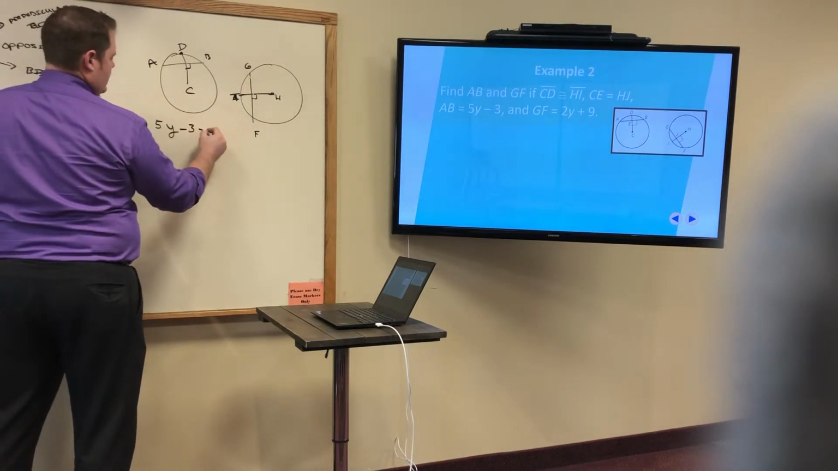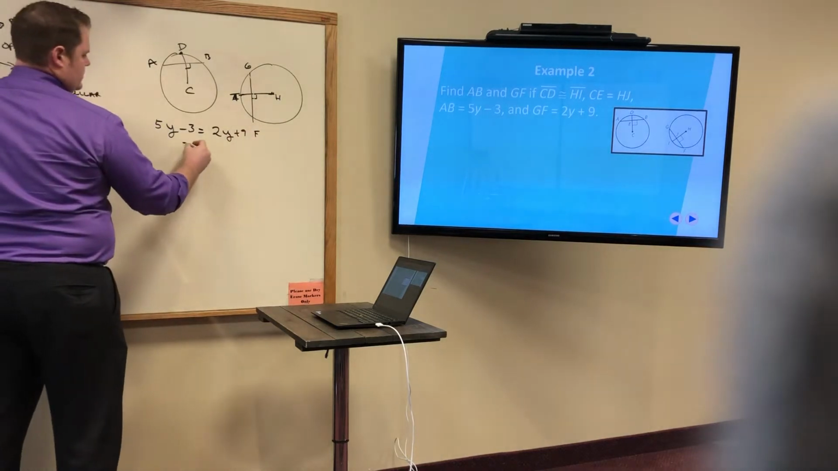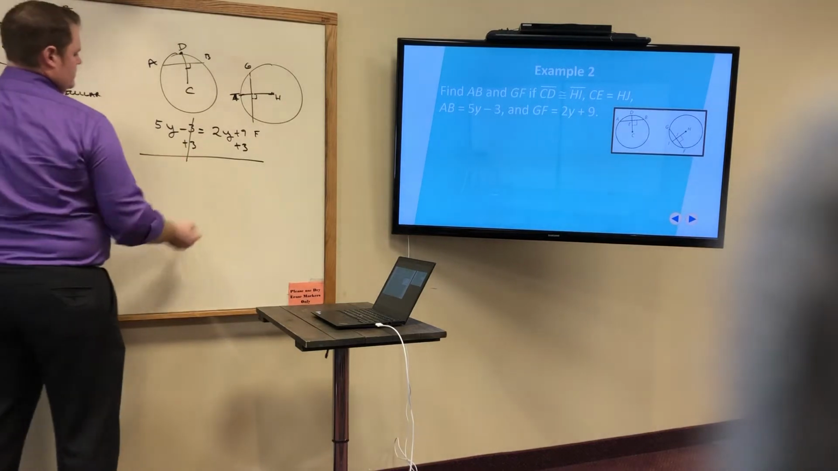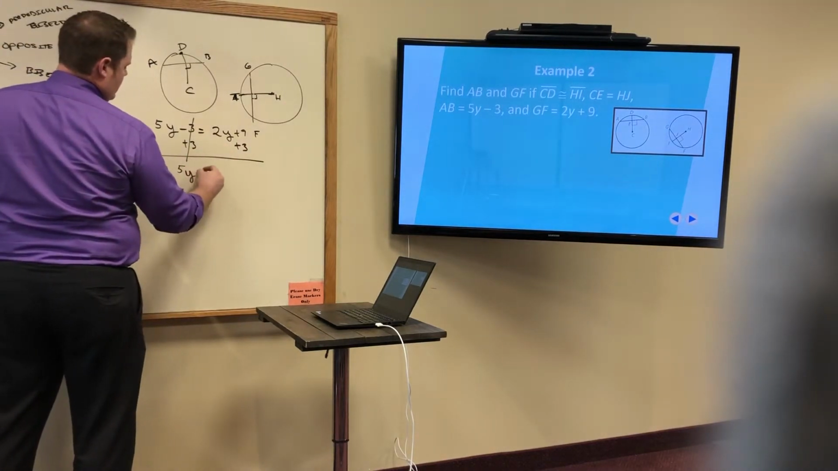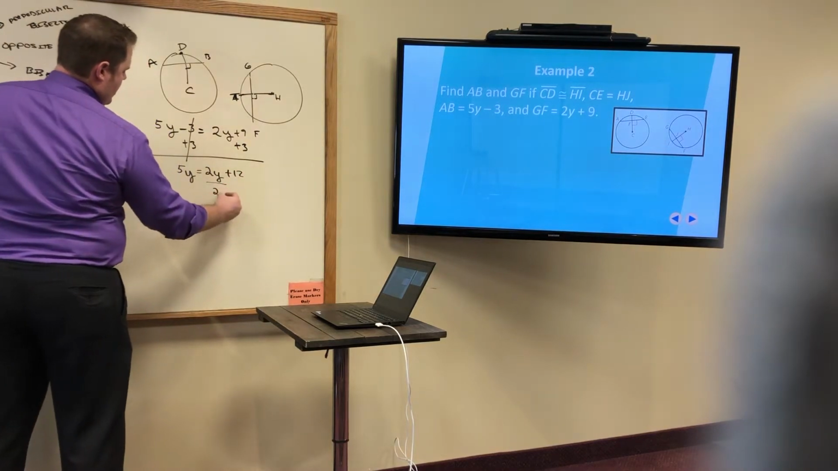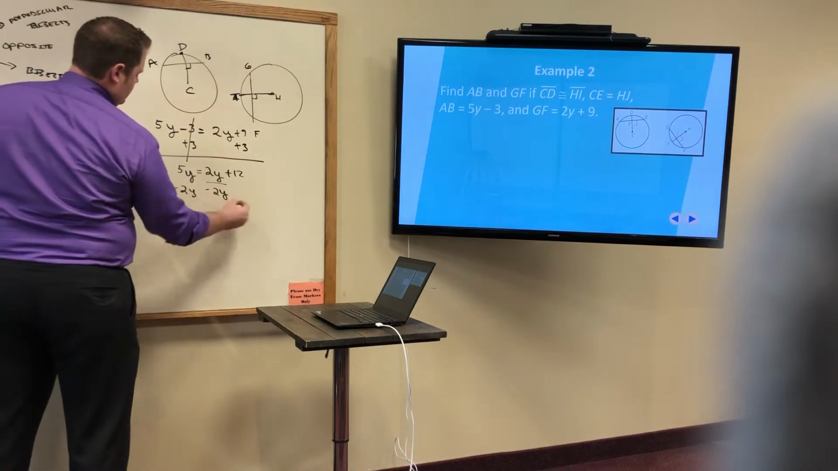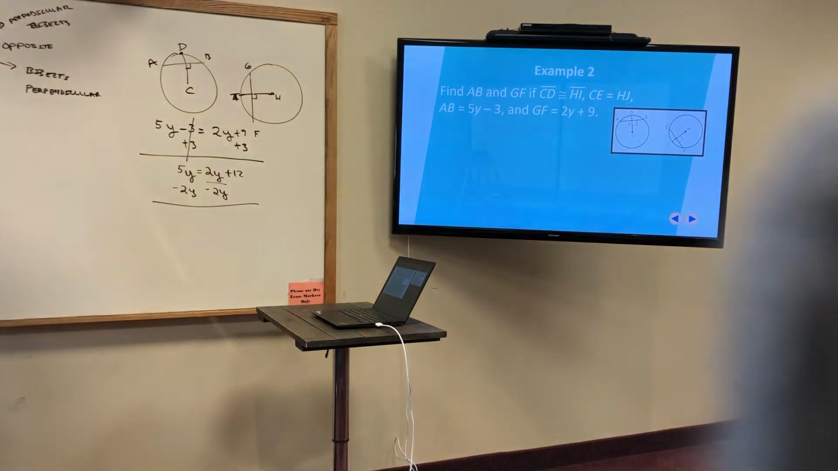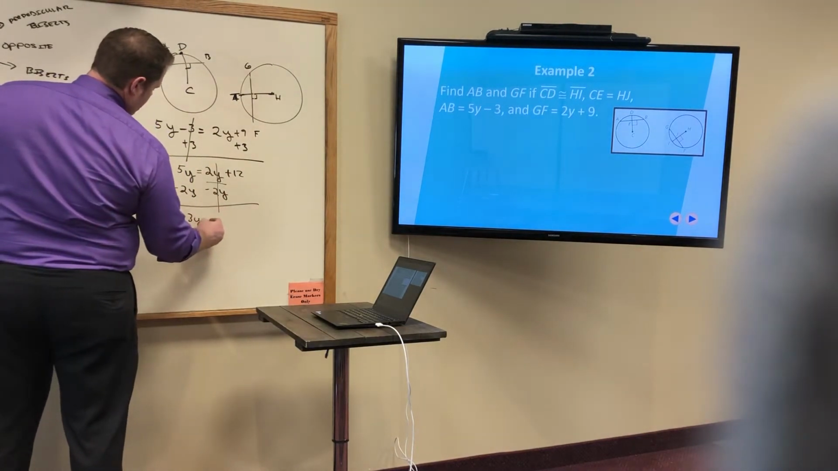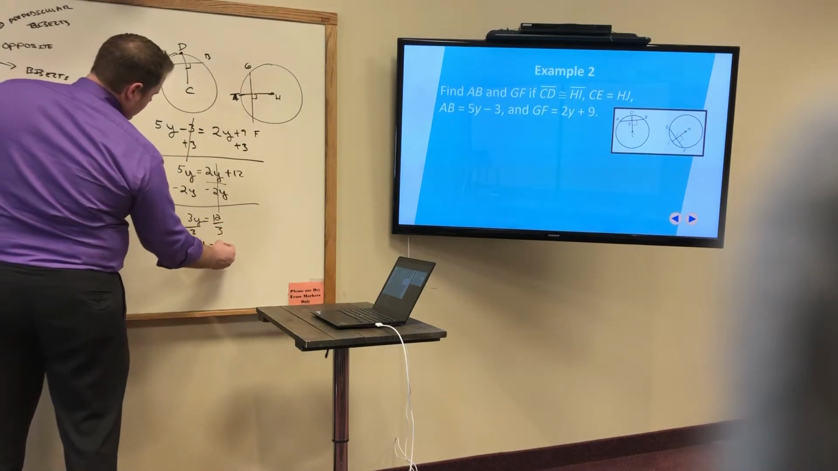So here we go. 5y minus 3 equals 2y plus 9. Add 3 to both sides. That cancels. You're left with 5y equals 2y plus 12. Minus 2y, right? Minus 2y. And once you do that, cancel. 3y equals 12. Divide by 3, divide by 3. y is 4.